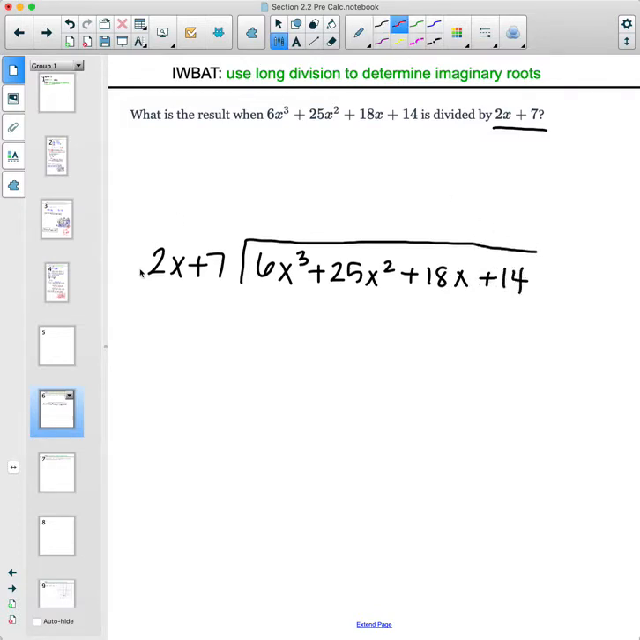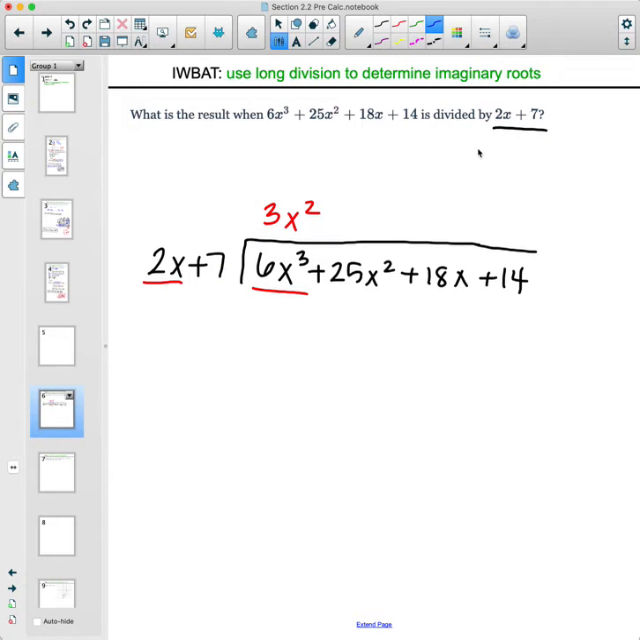So then what we're going to do is look at this first term and see what we need to multiply it by to get this first term. Okay, so what times 2x will give me 6x cubed? What constant times 2 will give you 6? That's 3. What times x will give me x cubed? That's x squared. So you're only worried about this first term with this first term. Then you're going to multiply this times this. So we're going to do 3x squared times this whole polynomial.